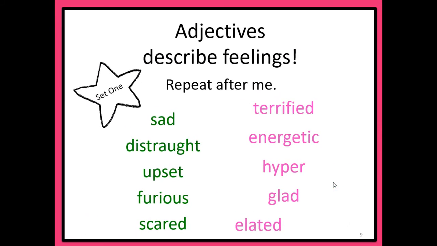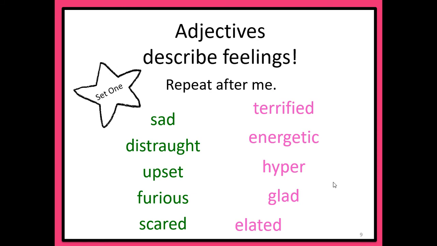All right. So adjectives describe feelings. You're going to repeat after me. We're going to start from the top to the bottom, green side. Sad, distraught, upset, furious, scared. All words that describe feelings. And then over on the other side, we have terrified, energetic, hyper, glad, elated.